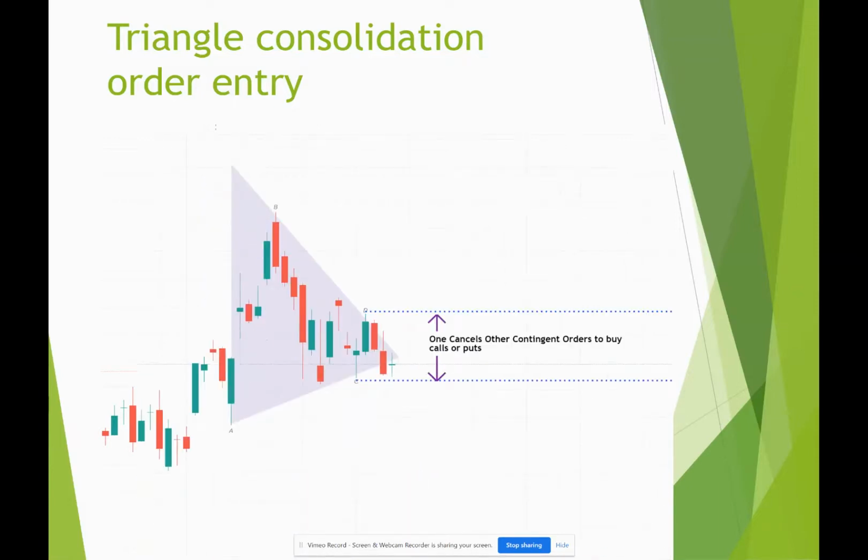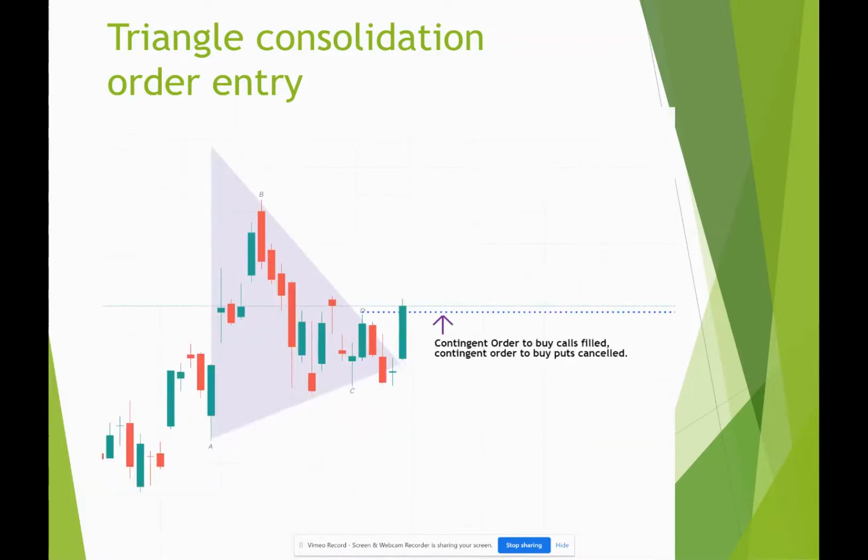The next day, we got a little bit of a doji. Okay, so at this point, I would probably be redrawing the triangle and adjusting. It probably wouldn't adjust my one cancels other contingent orders because we still have the lower high and the higher low in place. Then we get the big move. Okay, so we've got a breakout.